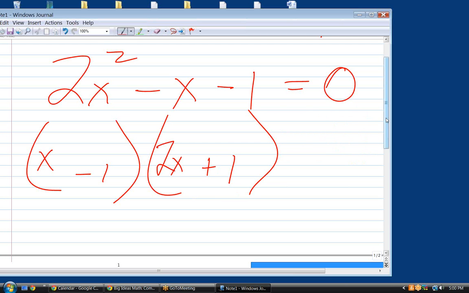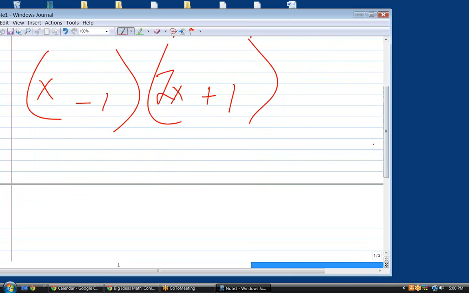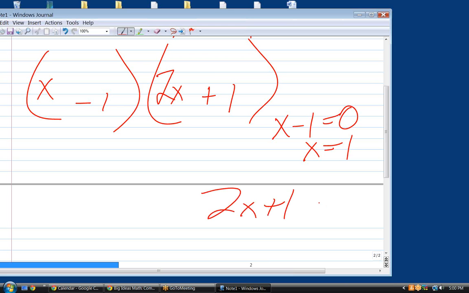Okay? Now what's the answer? So the answer would be x minus 1 equals 0, which means x would be equal to 1. Or 2x plus 1 equals 0, which means x would be equal to minus 1/2. Yeah. And those are your two solutions.